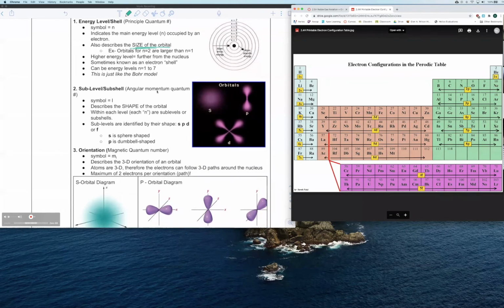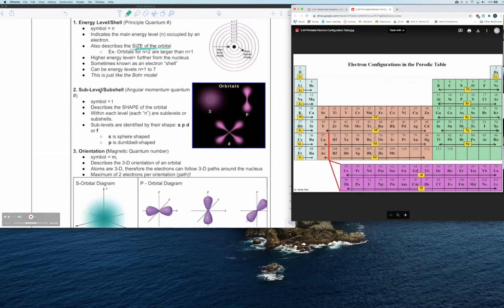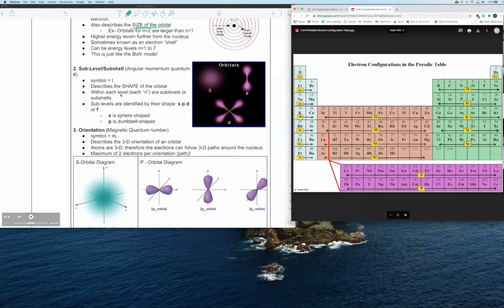So the angular momentum quantum number is known as the sublevel or subshell, and that describes the shape of your orbitals. So like I was saying, s orbitals look like a sphere. And remember, these are all three-dimensional. And then your p orbitals will look kind of like a dumbbell shape or a figure 8. And then your d orbitals look like this. And then f orbitals, don't even worry about it because they look super crazy. So the main ones to recognize are your s orbitals, the sphere-shaped ones, and your p orbitals, the dumbbell-shaped ones.